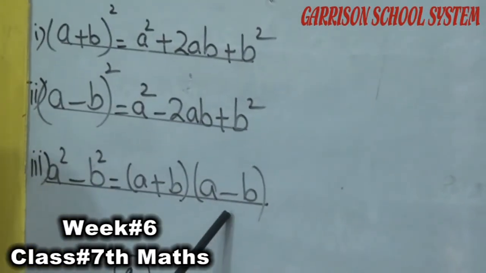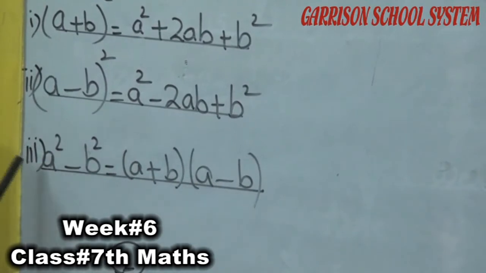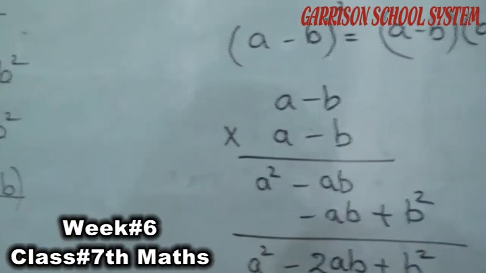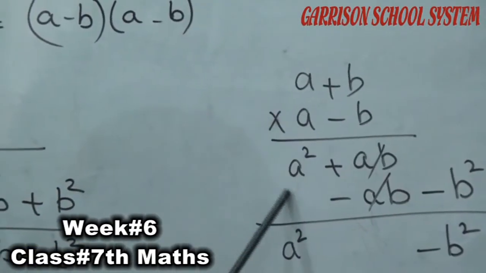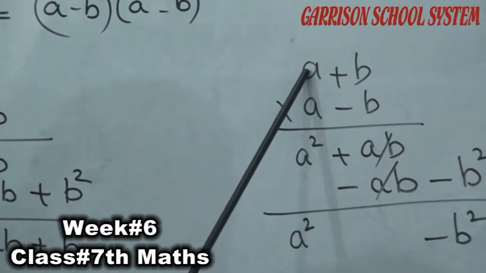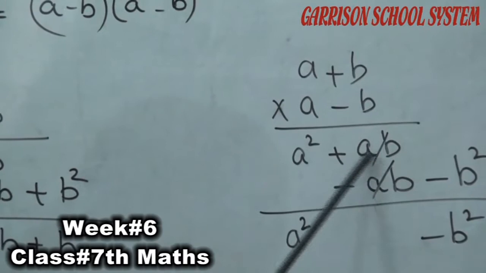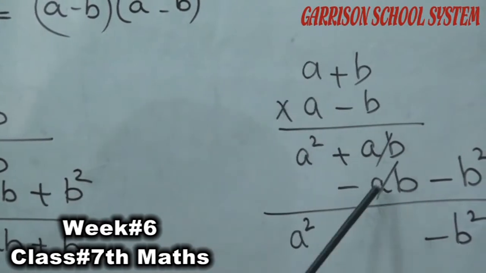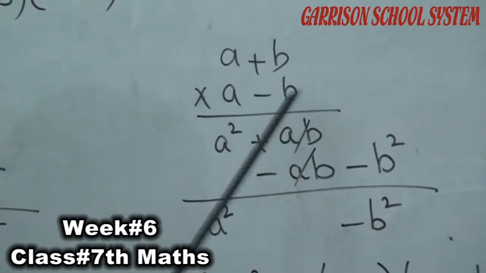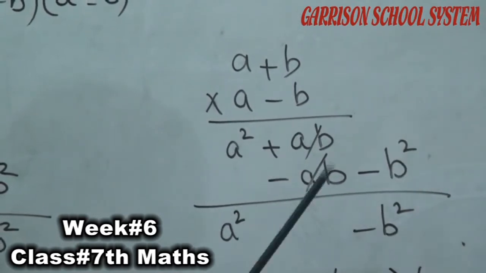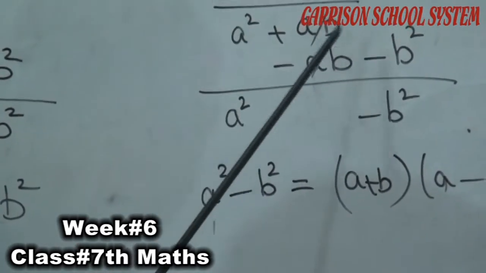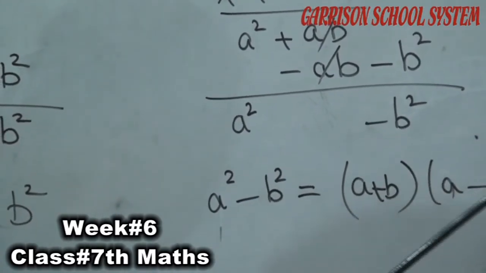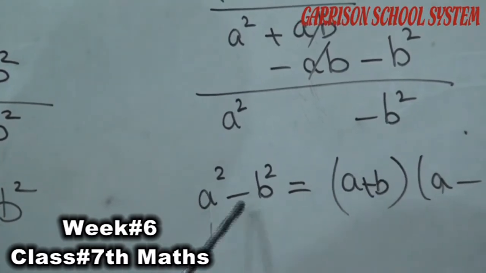A plus b into a minus b, the product of this will produce a square minus b square. How? When I multiply a plus b into a minus b, a multiplied by a will produce a square, and a multiplied by b will produce ab. Next, minus b multiplied by a will produce minus ab, and plus b and minus b will multiply, it will produce minus b square. A square will become a square, plus ab minus ab will cancel each other, and minus b square. So a plus b into a minus b will produce a square minus b square.